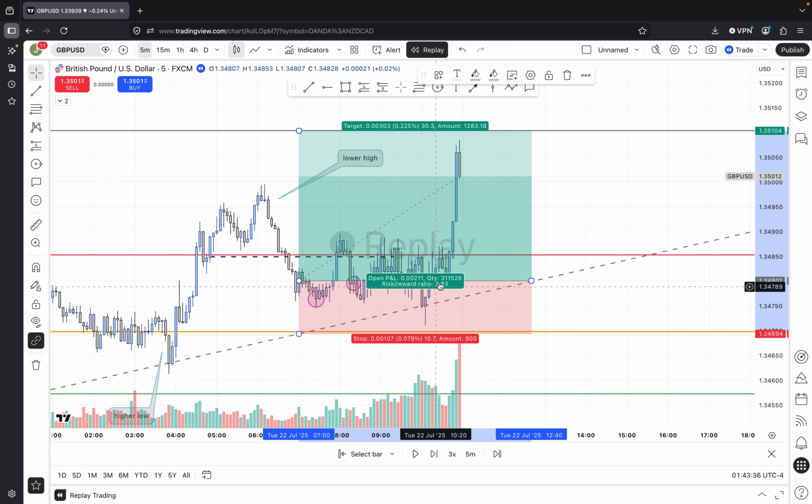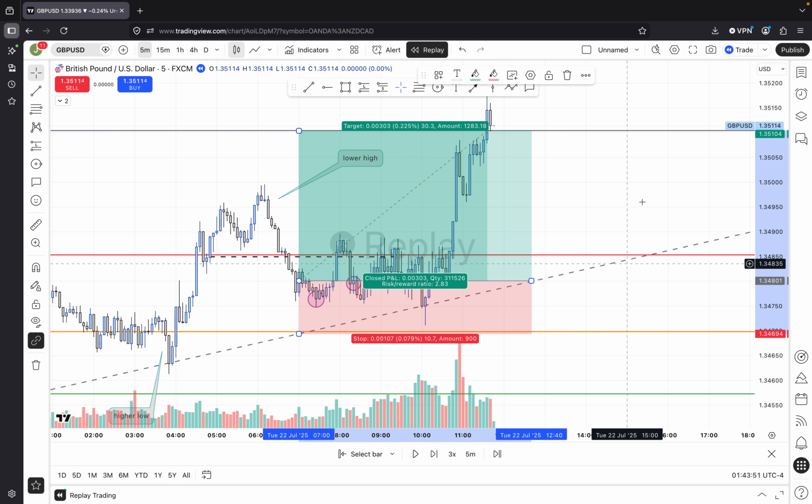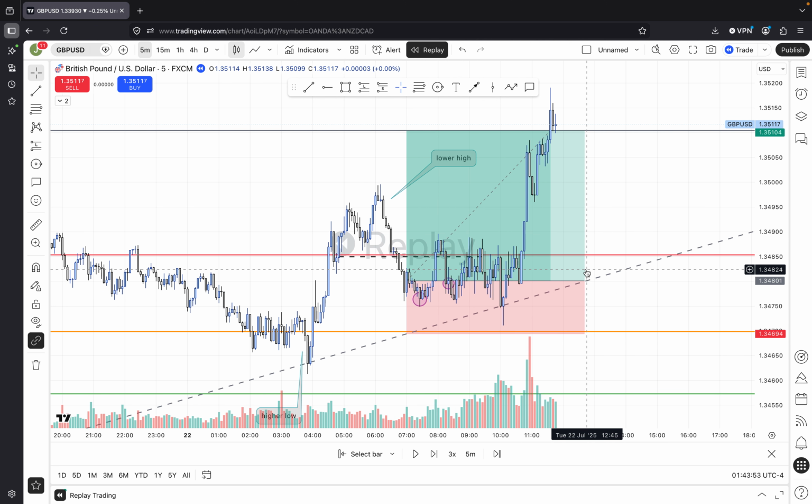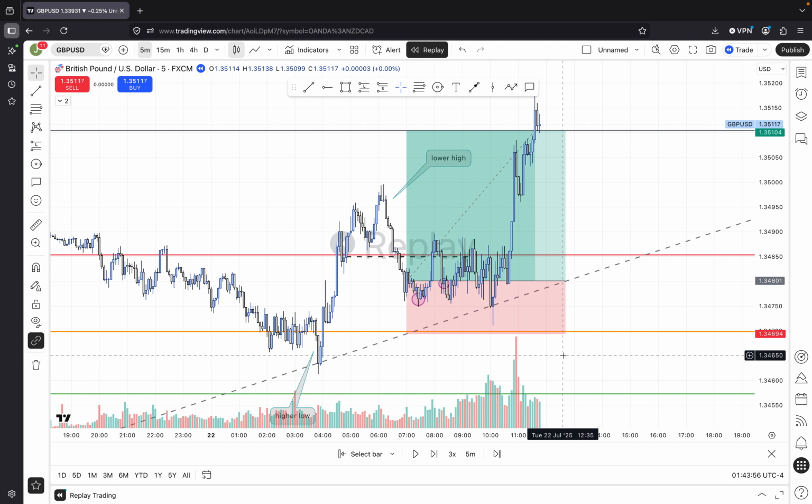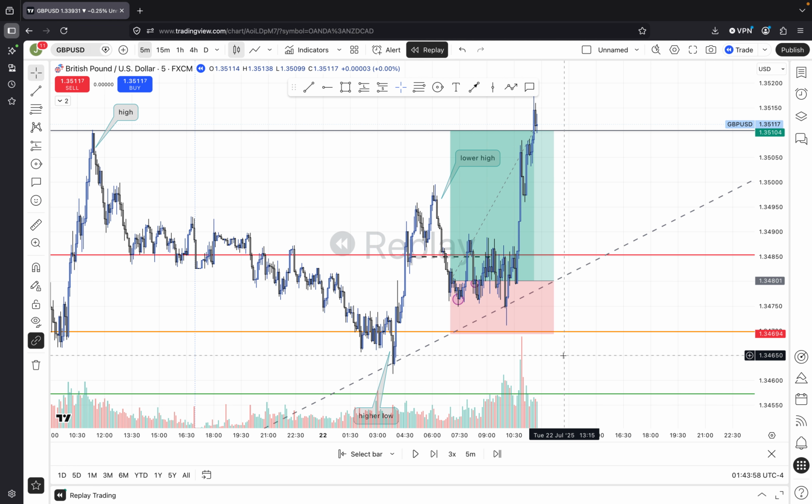Don't worry about this 1 to 2, 1 to 3. It's better to make money on a 1 to 2 and a 1 to 3 than to lose money on a winning trade. You get what I'm saying? But yeah, let's finish this out. Boom. Smash TP. So you just got a live example of what a trade would look like.